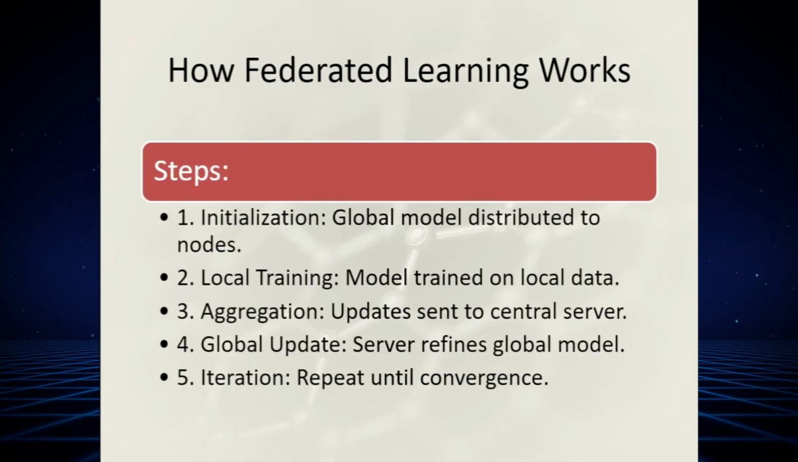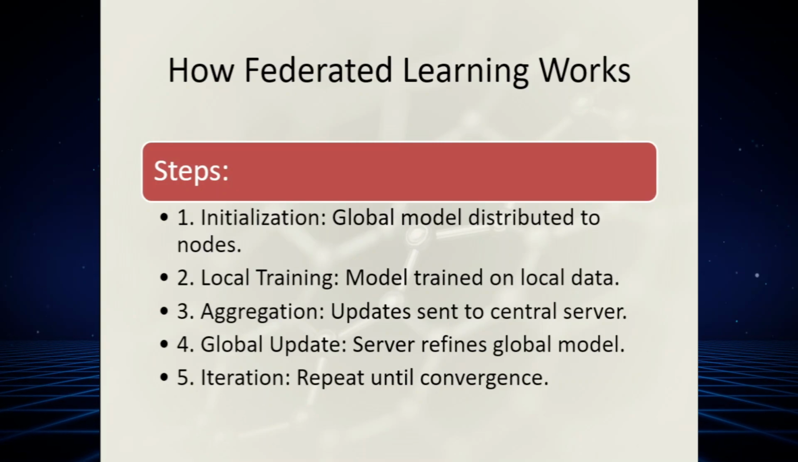How federated learning works: 1. Initialization. A global model is shared to all client devices. The model starts with common parameters set by the central server. 2. Local training. Each device trains the model using its own private data. Training is done independently, so raw data never leaves the device. 3. Aggregation. Devices send their model updates, weights, to a central server. Only the learned parameters are shared, not the underlying data.